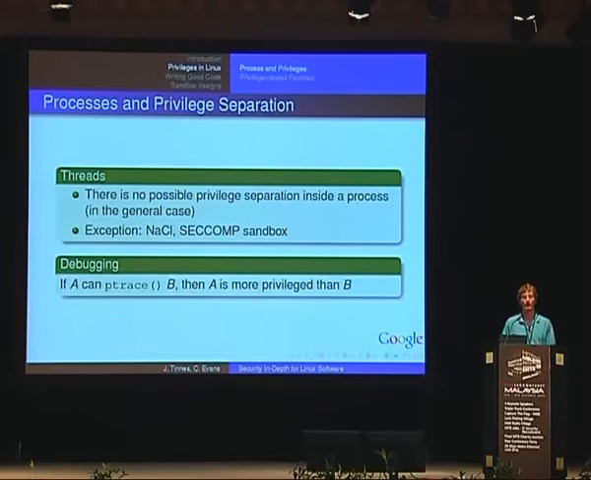So threads. We've seen that the process was the privilege boundary, so usually there is no possible privilege separation inside a process. We'll see one exception today, which is the seccomp sandbox, which we will introduce later. And there is also another one at Google, which is called Native Client. Also, debugging is quite interesting, because if A can debug, using the ptrace system call, process B, then A is more privileged than B because it can make B do whatever it wants.